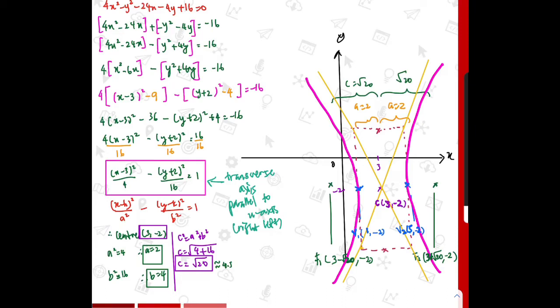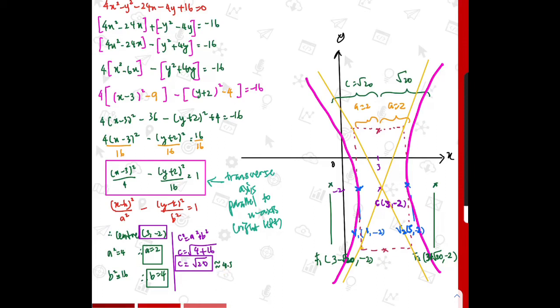Let us recap again. When we have completed the square here, we can find the general equation of our hyperbola. So since the first term is x, we know that its transverse axis is parallel to our x-axis. So the graph will open right and left. From here, we can compare with the general equation. We can find our center. We can find our a from here. We can find our b from the denominator here. Then using a and b, we can use the Pythagorean theorem to find the value of c. So c is square root of 20, or it is about 4.5 units.